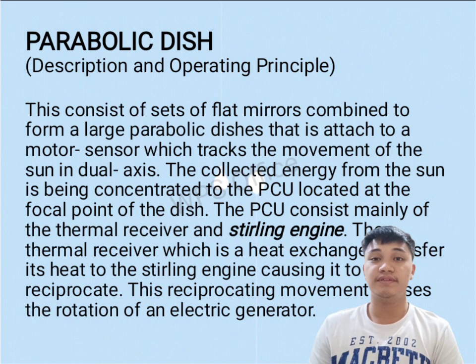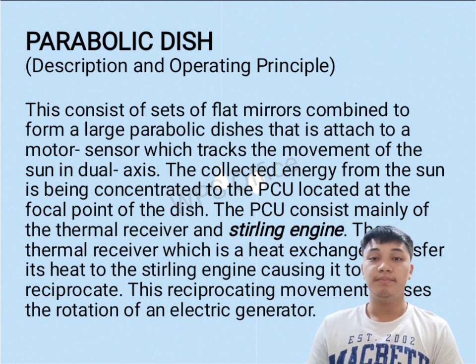Parabolic dish. This consists of a set of flat mirrors combined to form a large parabolic dish that is attached to a motor sensor, which tracks the movement of the sun in dual axis. The collected energy from the sun is being concentrated to the PCU, located at the focal point of the dish. The PCU consists mainly of the thermal receiver and a Stirling engine. The thermal receiver, which is a heat exchanger, transfers its heat to the Stirling engine, causing it to reciprocate. This reciprocating movement causes the rotation of an electrical generator.